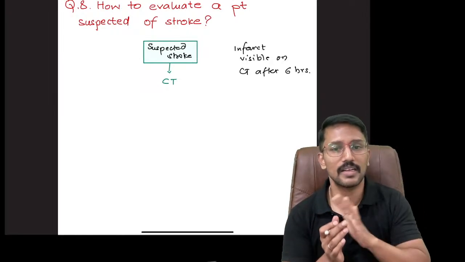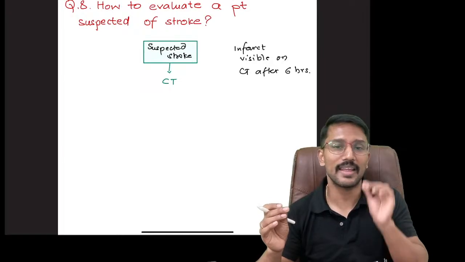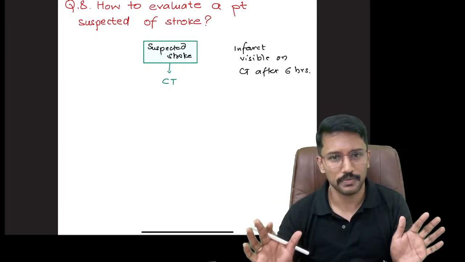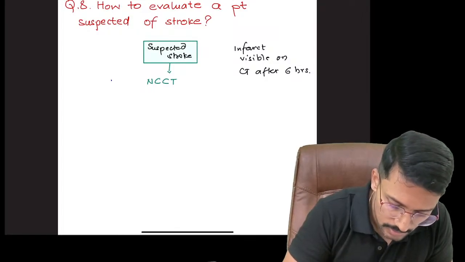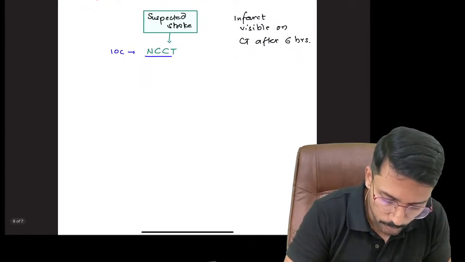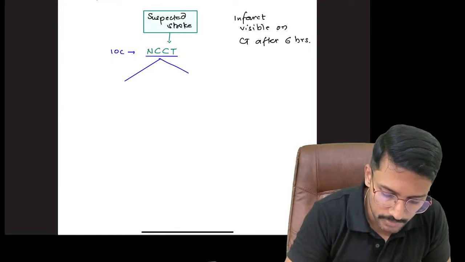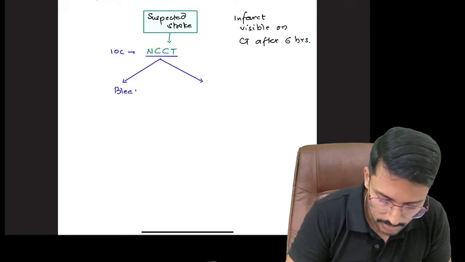Now, should we give contrast or not? Again, contrast takes time and does not add anything more. That's why we don't give the contrast. So the investigation of choice will be non-contrast CT scan. This can clearly tell me whether there is bleed present or not. I'm not even looking at the presence of infarction. My question is whether there is a bleed or not.